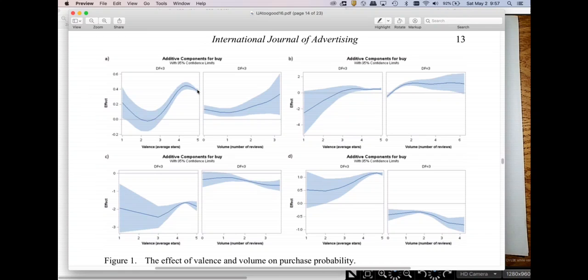And so what got a lot of press on this was the notion that you don't want all 5-star reviews. You want to have at least some in there that are not 5 stars. Otherwise, you send a signal to consumers that these reviews have been manipulated. So you can see that across a lot of different product categories. You see that sort of peak at 4.5, and we wouldn't have been able to find this without using an additive model. Additive models were extremely useful to us.